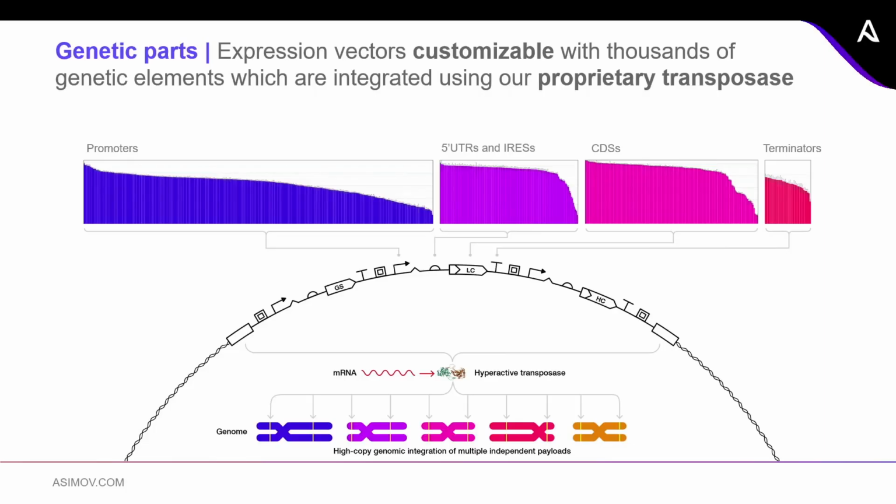We're also coupling that with our mRNA hyperactive transposase, and this allows us to increase the copy number of our optimized vector payload so that we can increase the expression even further and get maximal productivity from our vector sequences.